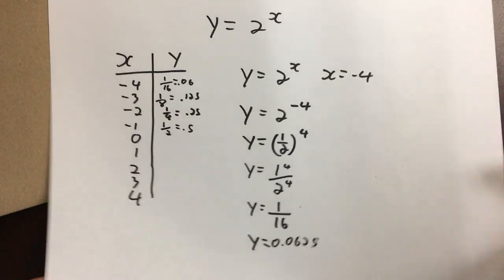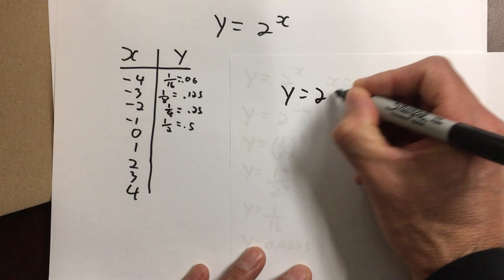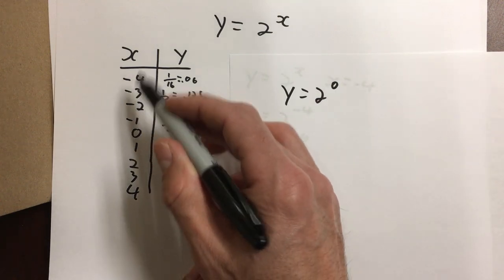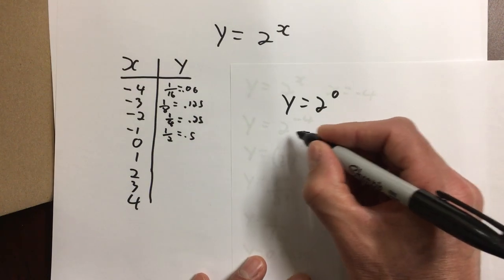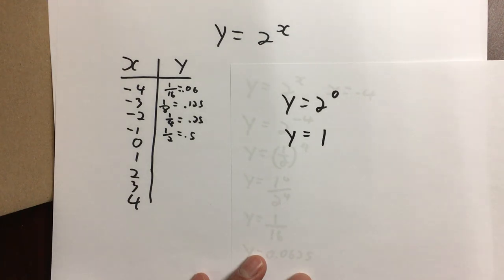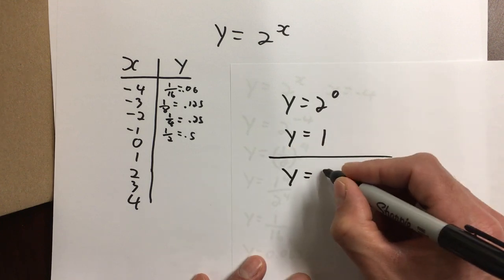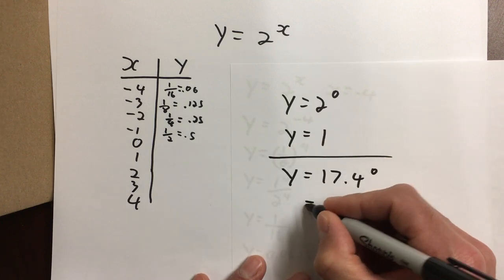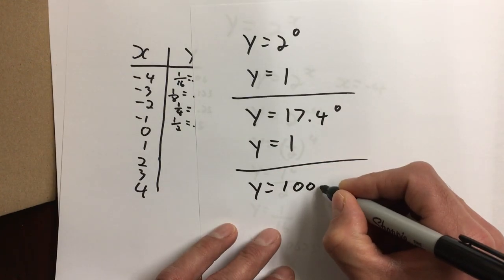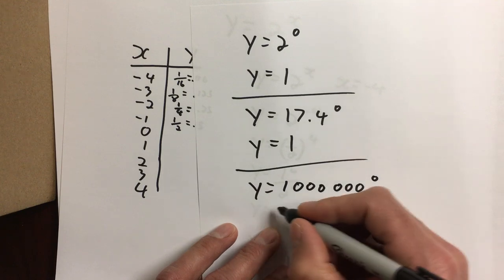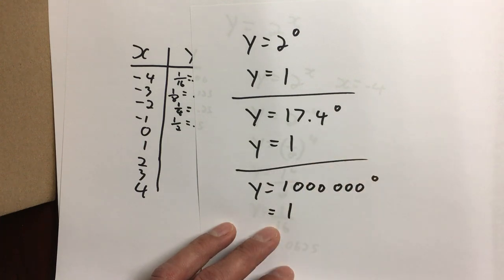Now, here's another rule for you. You're going to like this one. If x is 0, y equals 2 to the exponent 0. You know what that is? This is a surprising result. It's equal to 1. If y is 17.4 to the exponent 0, it's equal to 1. If y is 1 million to the exponent 0, that's equal to 1. Anything to the exponent 0 is equal to 1.